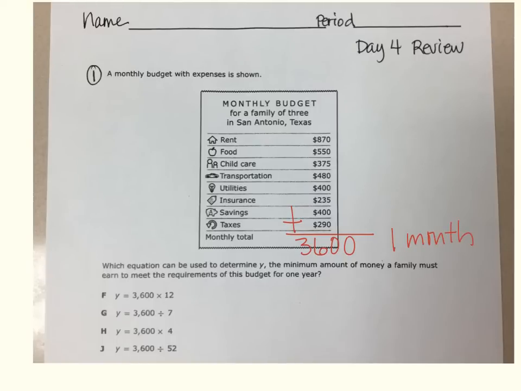So if they spend $3,600 in 1 month, then how much money do they need to make in 1 year? How can we find that? You simply calculate 3,600 times 12. So your answer is F.